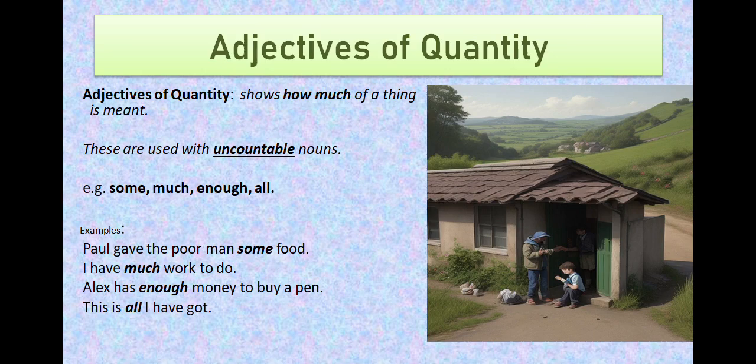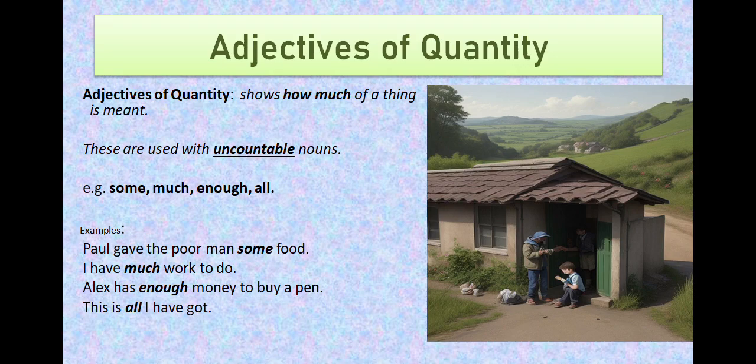Now we shall know about the adjectives of quantity. Adjectives of quantity show how much of a thing is meant. These are used with uncountable nouns. Now what are uncountable nouns? Uncountable nouns are those which we can't count as numbers like 1, 2, 3, 4. So the nouns such as rice, hair, work, water, we can't count as numbers.